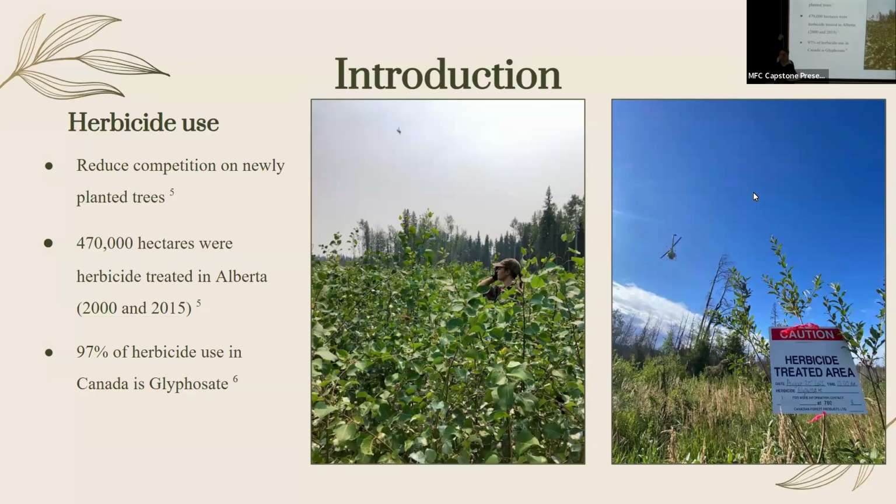Usage of glyphosate became really popular for use in forestry in the early 90s. Between 2000 and 2015, approximately more than 500,000 hectares were herbicide treated in Alberta. The main purpose of using glyphosate is to reduce the presence of pioneer species like aspen regeneration and noxious grasses like new-joint wheatgrass to improve the survival and growth rates of newly planted trees in silviculture. In my study area, 80,000 hectares have been sprayed with glyphosate since 1998, which is about 30% of my whole study area.